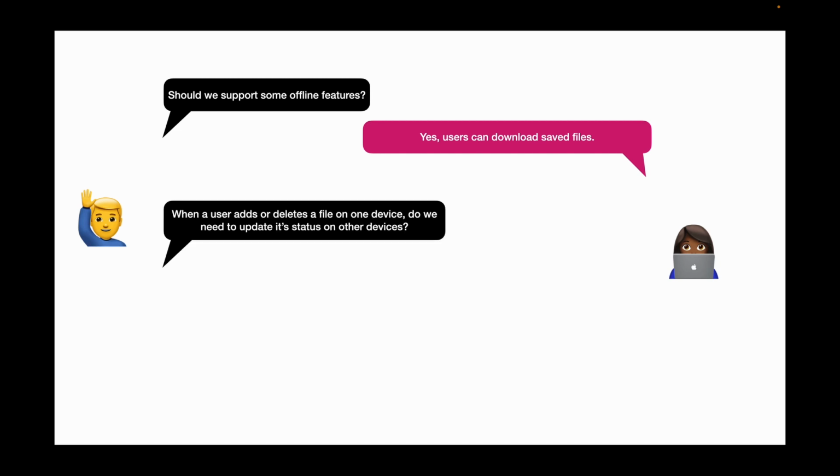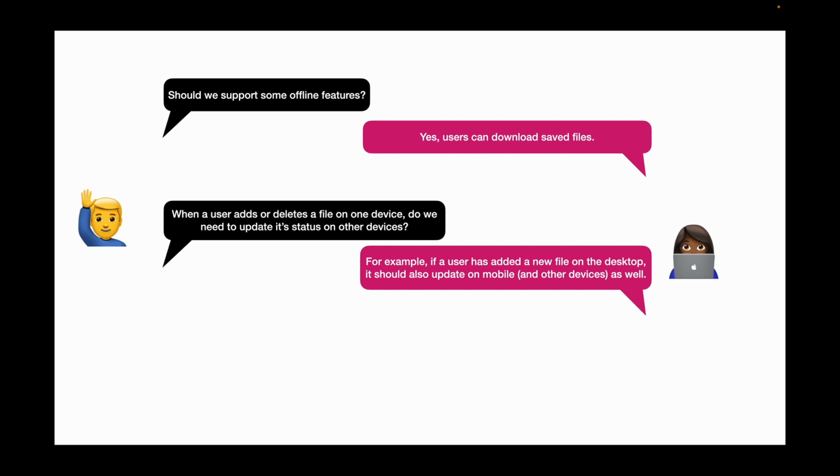When a user adds or deletes a file on the device, do we need to update its status on other devices? For example, if a user has added a new file on the desktop, it should also update on mobile and other devices as well. It means that the state of the files should be synchronized between devices.